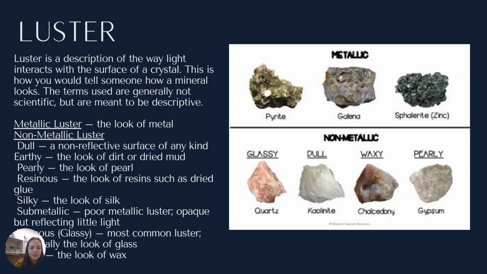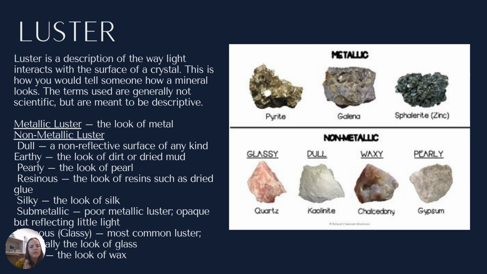We can use luster though. Luster is the way that a mineral reflects light. So when you rotate the mineral in light, what is it doing? Does it look like it's metallic? Does it look like it's non-metallic? Maybe it's dull or earthy, or maybe it's glassy. So the first thing you want to ask yourself, does it look like metal? It's either metallic or non-metallic. The metallics are like pyrite, galena, magnetite, and graphite. Your non-metallic minerals might be glassy, like quartz, dull, like kaolinite, waxy, like talc, and then pearly, like gypsum.